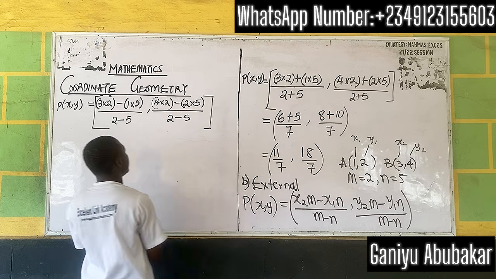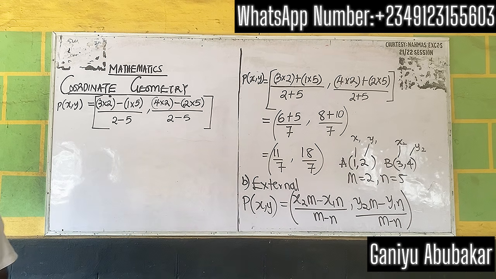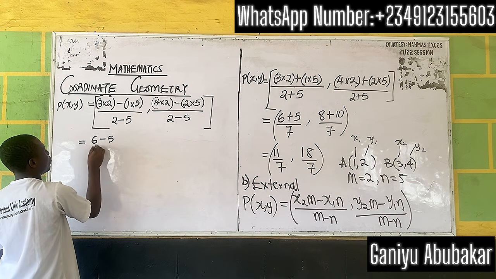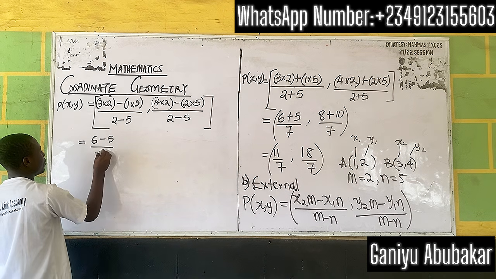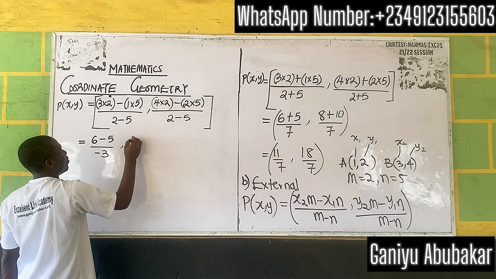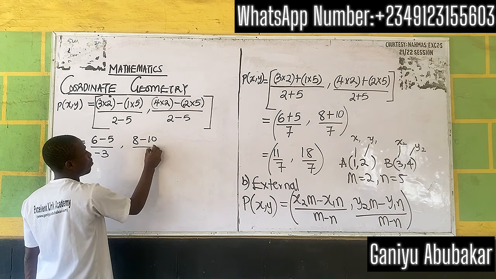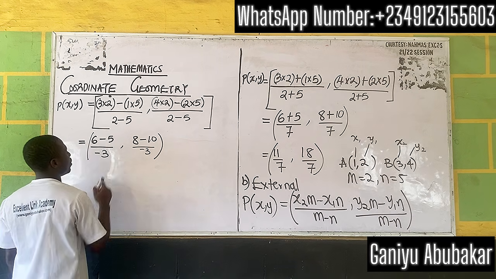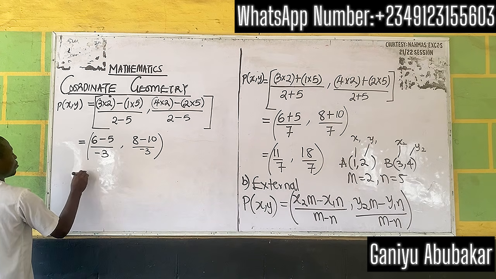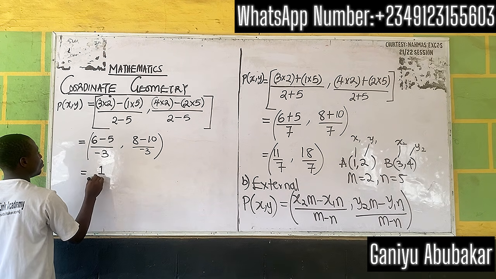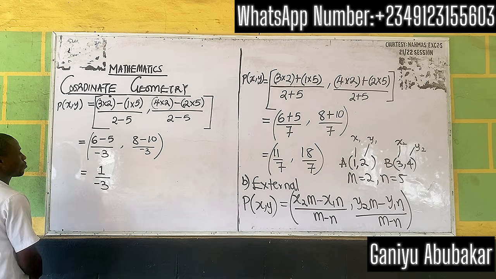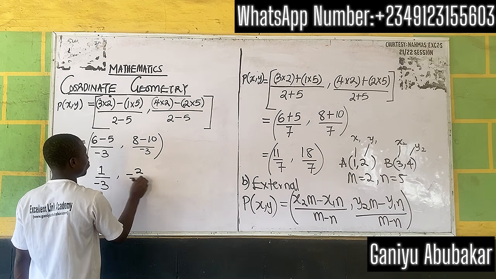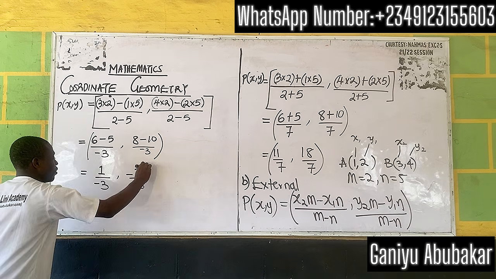If I proceed from here, 3 times 2 gives you 6 minus 5, all over negative 3, comma, 8 minus 10 all over negative 3, because 2 minus 5 gives you negative 3. From here, 6 minus 5 gives you 1 all over negative 3, comma, this one gives negative 2 over negative 3.